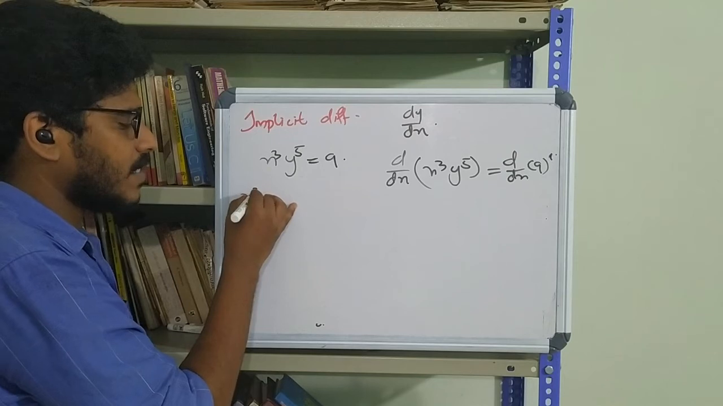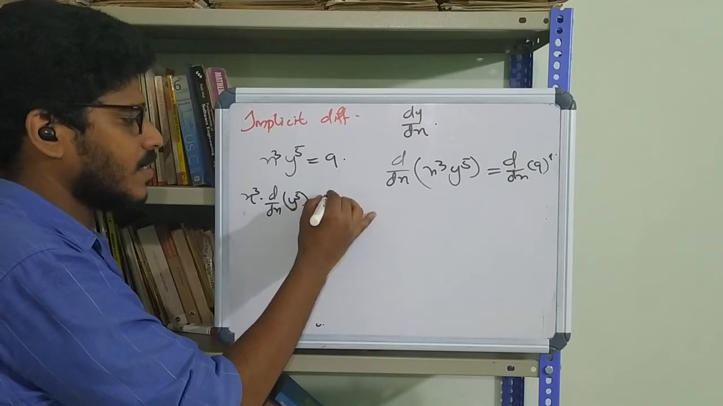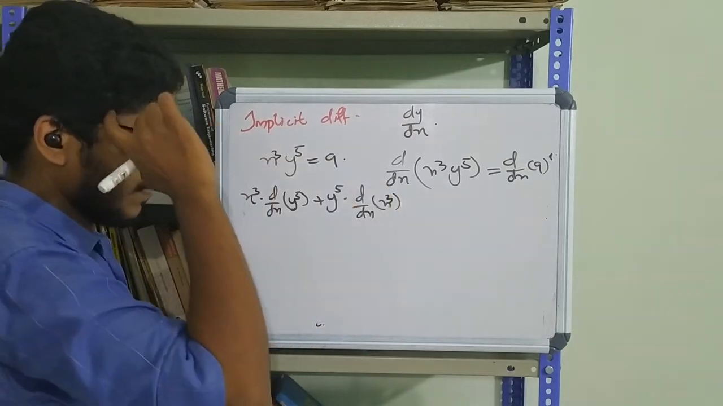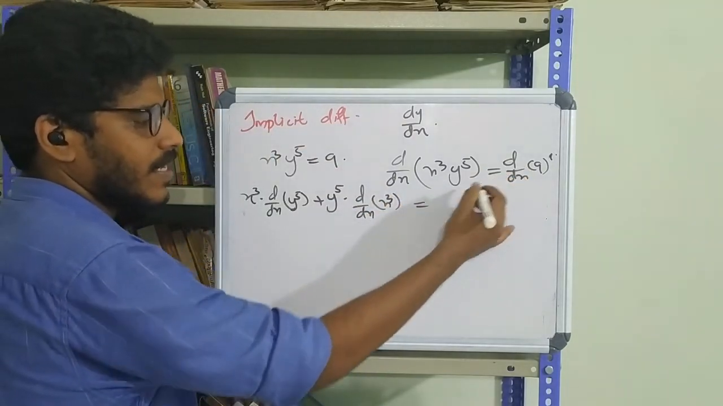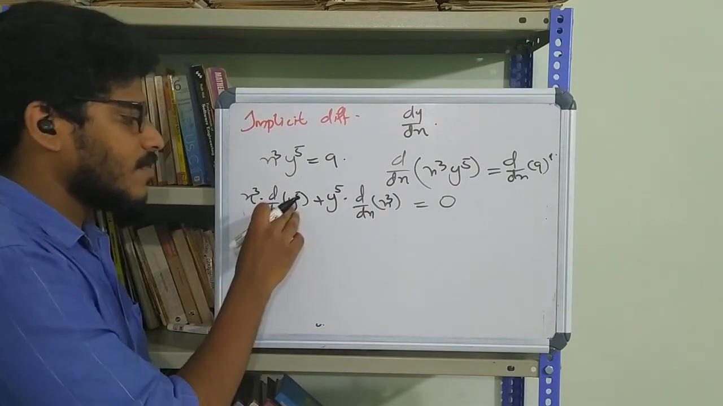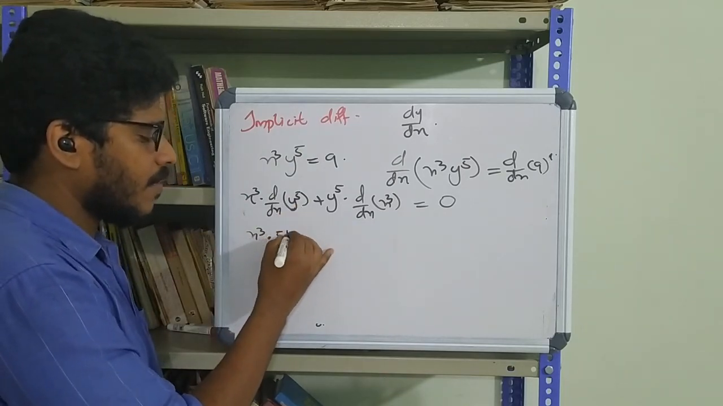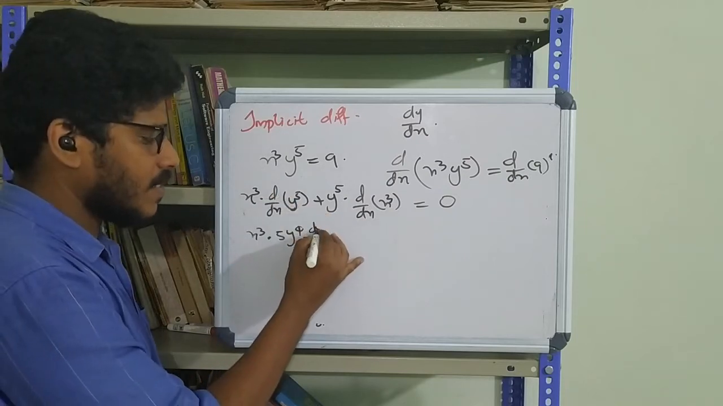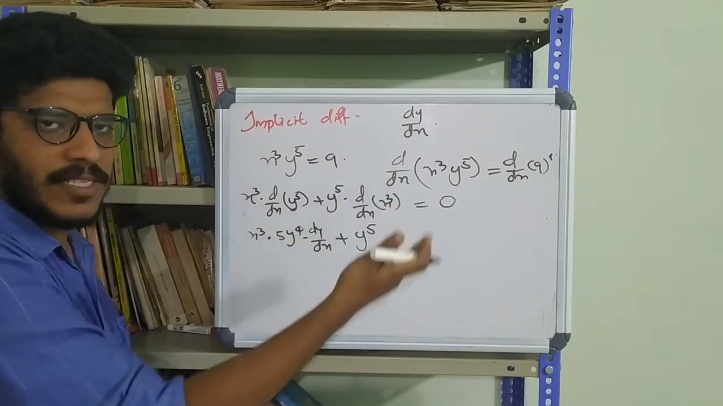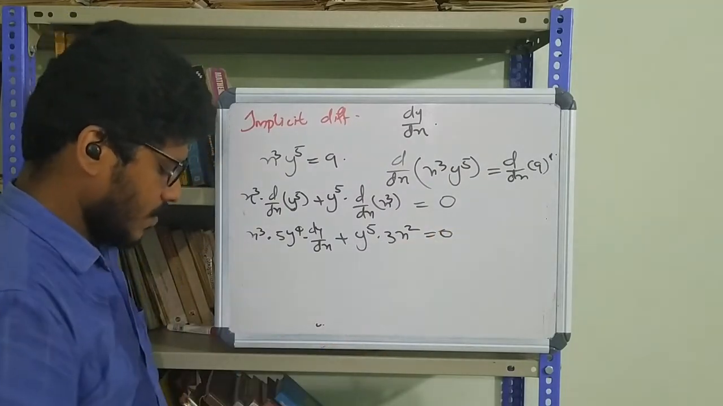The product rule is given as the first function times the derivative of the second function plus the second function times the derivative of the first function, equal to d/dx of 9, which is 0. Simplifying, x cube times the derivative of y raised to 5 with respect to x. As we have discussed before, we'll use the power rule here: 5y raised to 4 times dy/dx, plus y raised to 5 times d/dx of x cube. We know how to do this: 3x square, equal to 0.